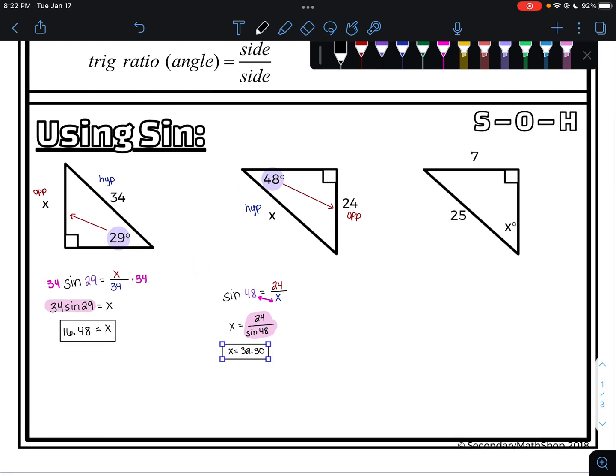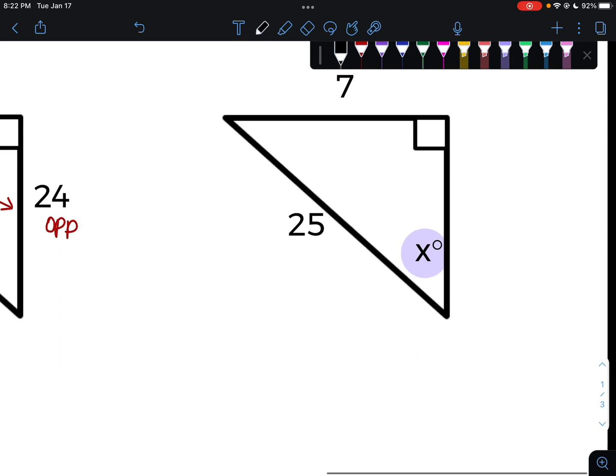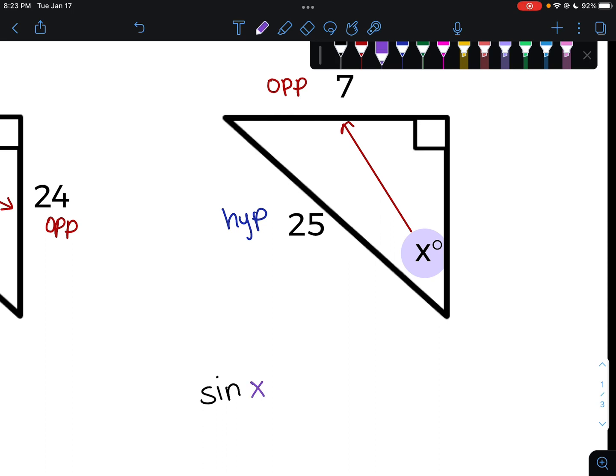Okay, now looking at our next one, notice that we're solving for our angle in this one. So if I'm solving for the angle, I still label my sides. My opposite side is 7. My hypotenuse is 25. Opposite over hypotenuse means we're using sine. So sine of our angle x is equal to our ratio opposite over hypotenuse, which would be 7 over 25.